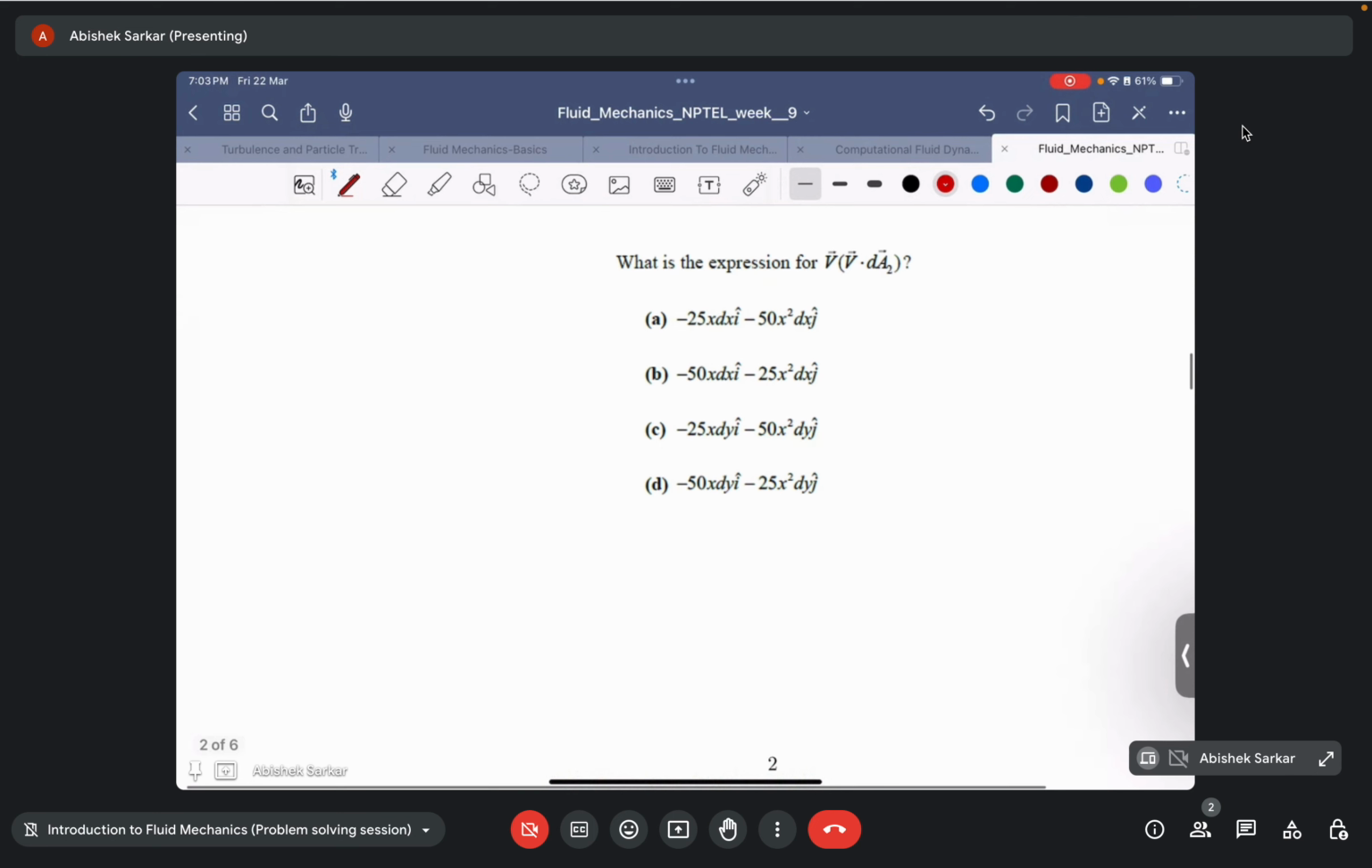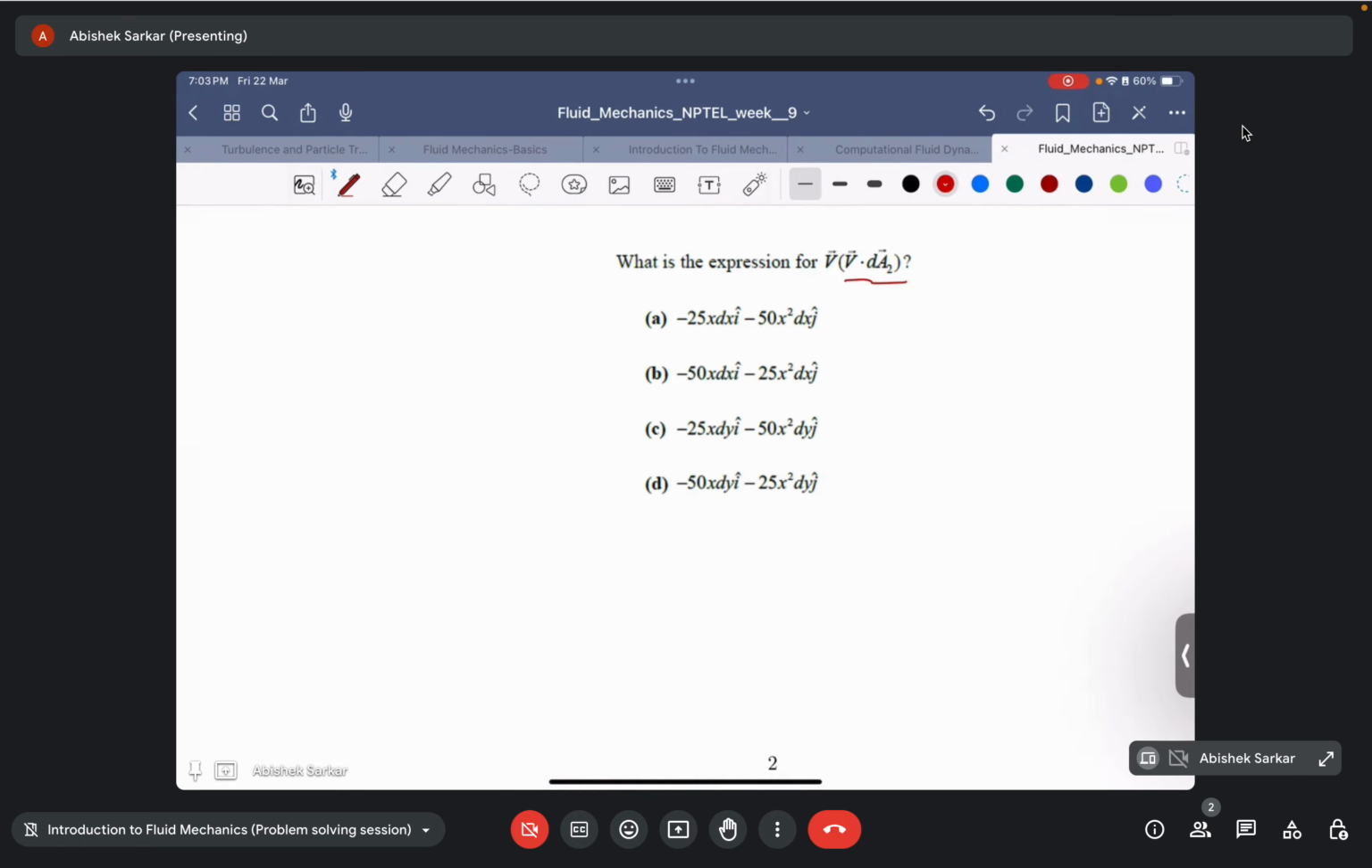And the final question is, what is the expression for V times V dot dA2? Here V is a vector, but the dot product will give us a scalar. So this would basically be a scalar multiplied with the given velocity vector, which will again be a vector. Since we already know V dot dA2 is minus 5x dx, just multiply minus 5x dx with the velocity vector.